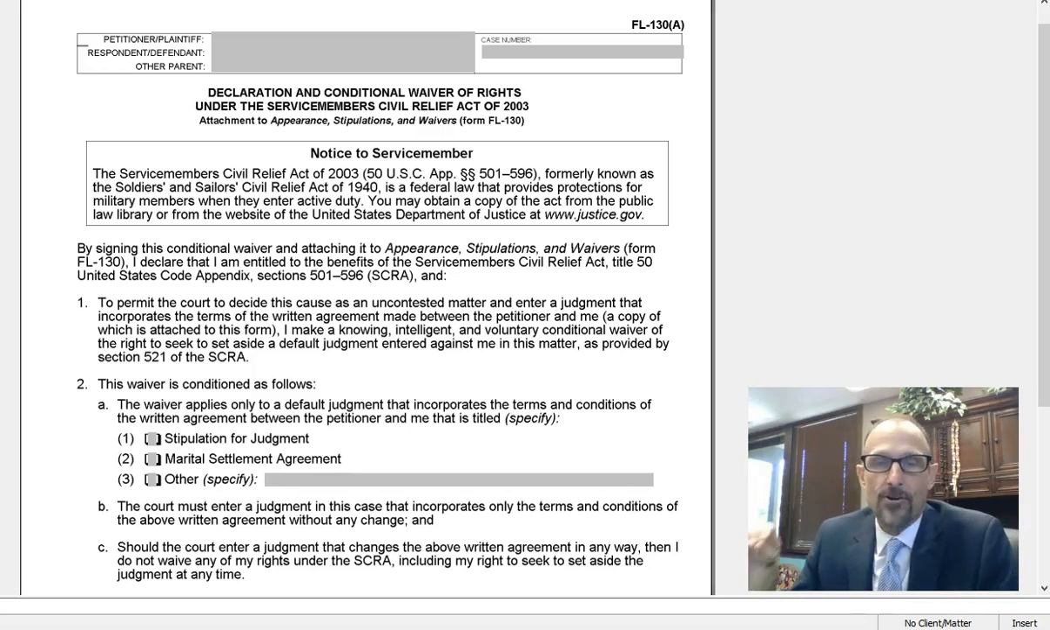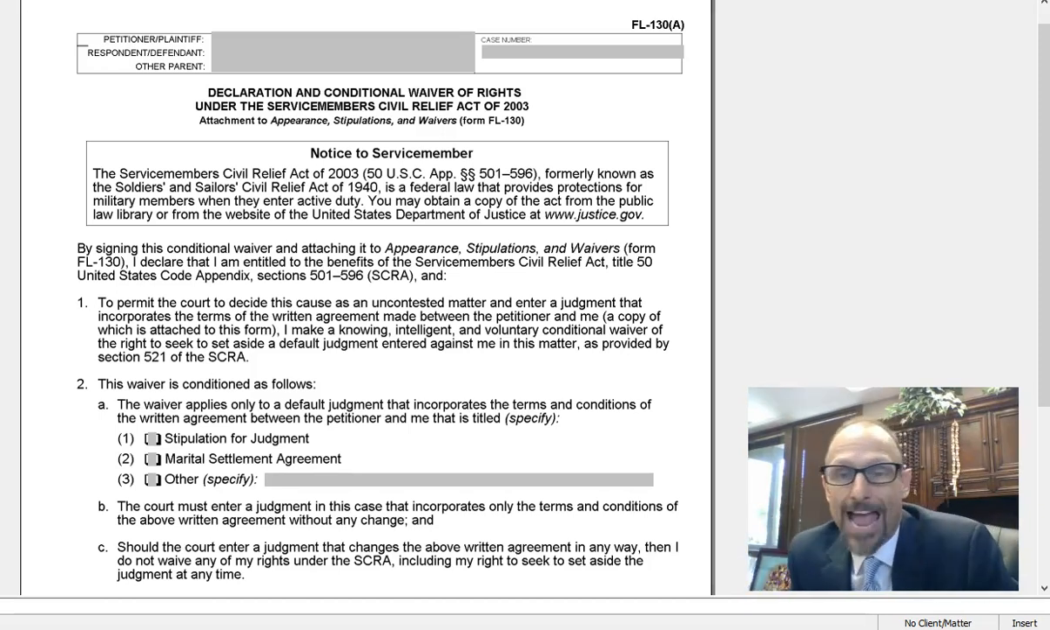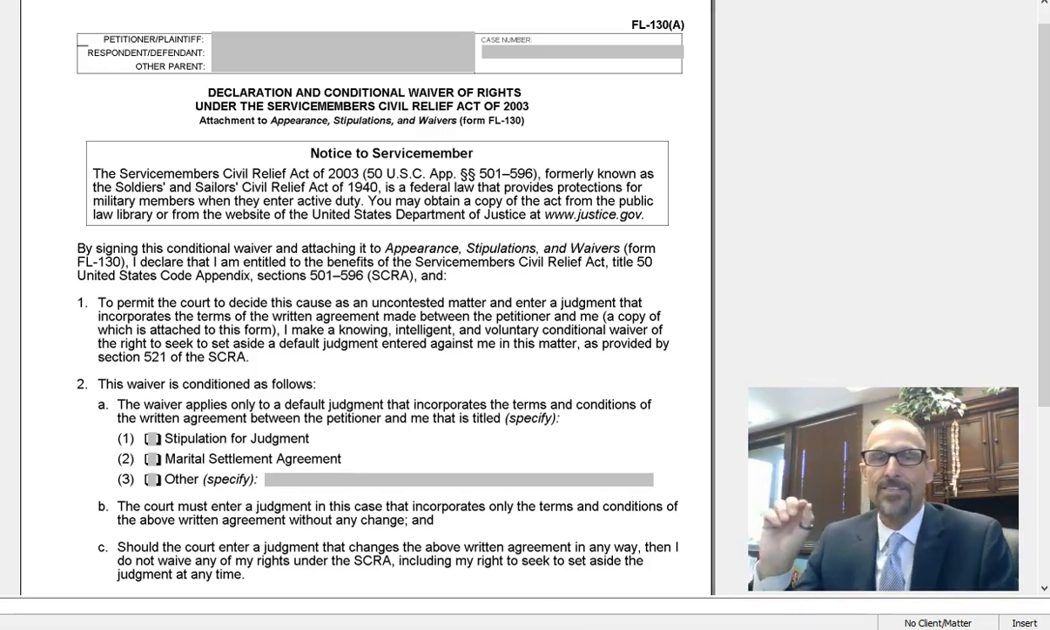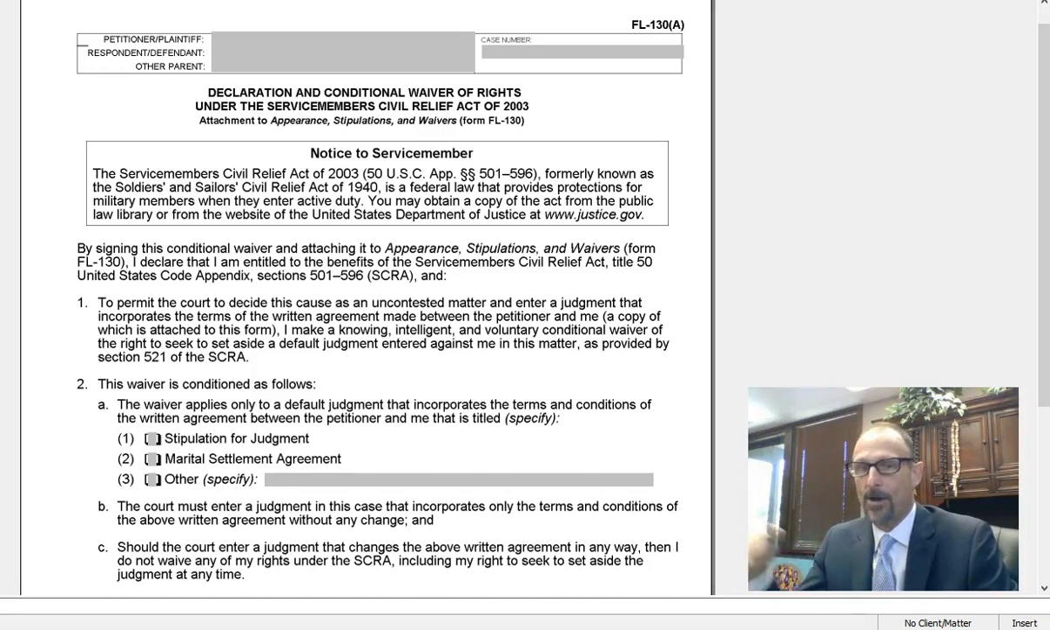Number 2, this waiver is conditioned as follows. A, the waiver applies only to a default judgment that incorporates the terms and conditions of the written agreement between the petitioner and me that is titled, and it says specify. Then number 1 is stipulation for judgment, which is likely because that's what I'm helping you put together. Could also be 2, a marital settlement agreement, which is an old school method for putting together an agreement at the end of a divorce. Or number 3, other, and then it asks you to specify the title of the agreement that you're putting together and that you're attaching to this.